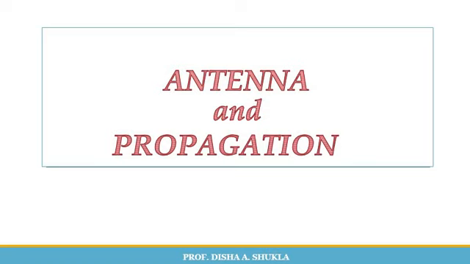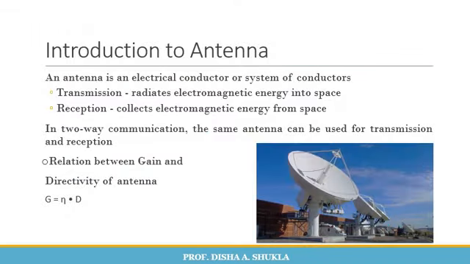In this session, we are going to discuss antenna and propagation. Now, an antenna is a device that is used to transmit or receive electromagnetic waves. Electromagnetic waves are often referred to as radio waves. Most antennas are resonant devices which operate efficiently over a relatively narrow frequency band.